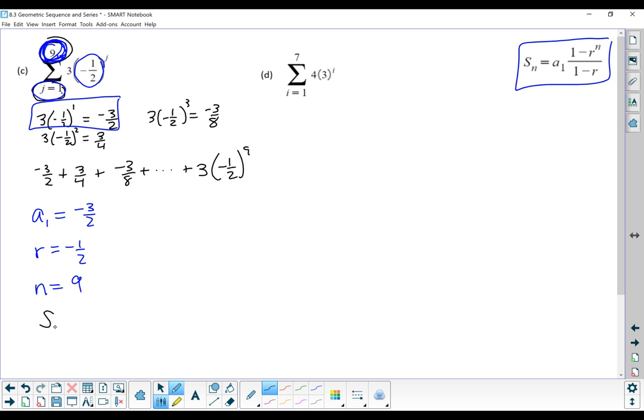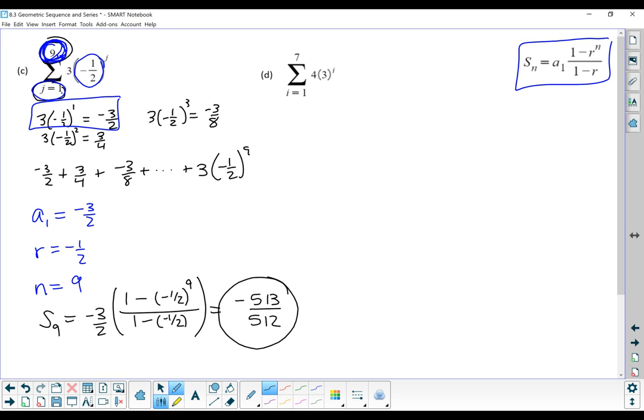So the sum of those first 9 terms is going to be the first term multiplied by 1 minus the common ratio to the n power over 1 minus the common ratio. And if we calculate that, we get negative 513 over 512, which is a lot easier than figuring out all those terms and adding them up. Okay, so let's try that one more time since that notation is new.